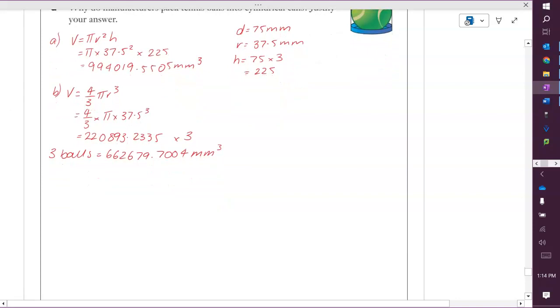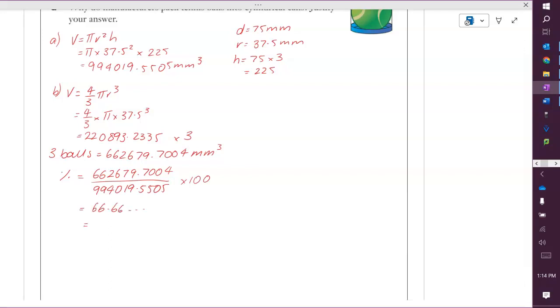So we're looking at the percentage of the volume of the cylinder. So the percentage is the tennis ball volume over the volume of the entire cylinder. And we times by 100 to make it our percentage. So we end up with 66.66 continuing, or 66.7%.